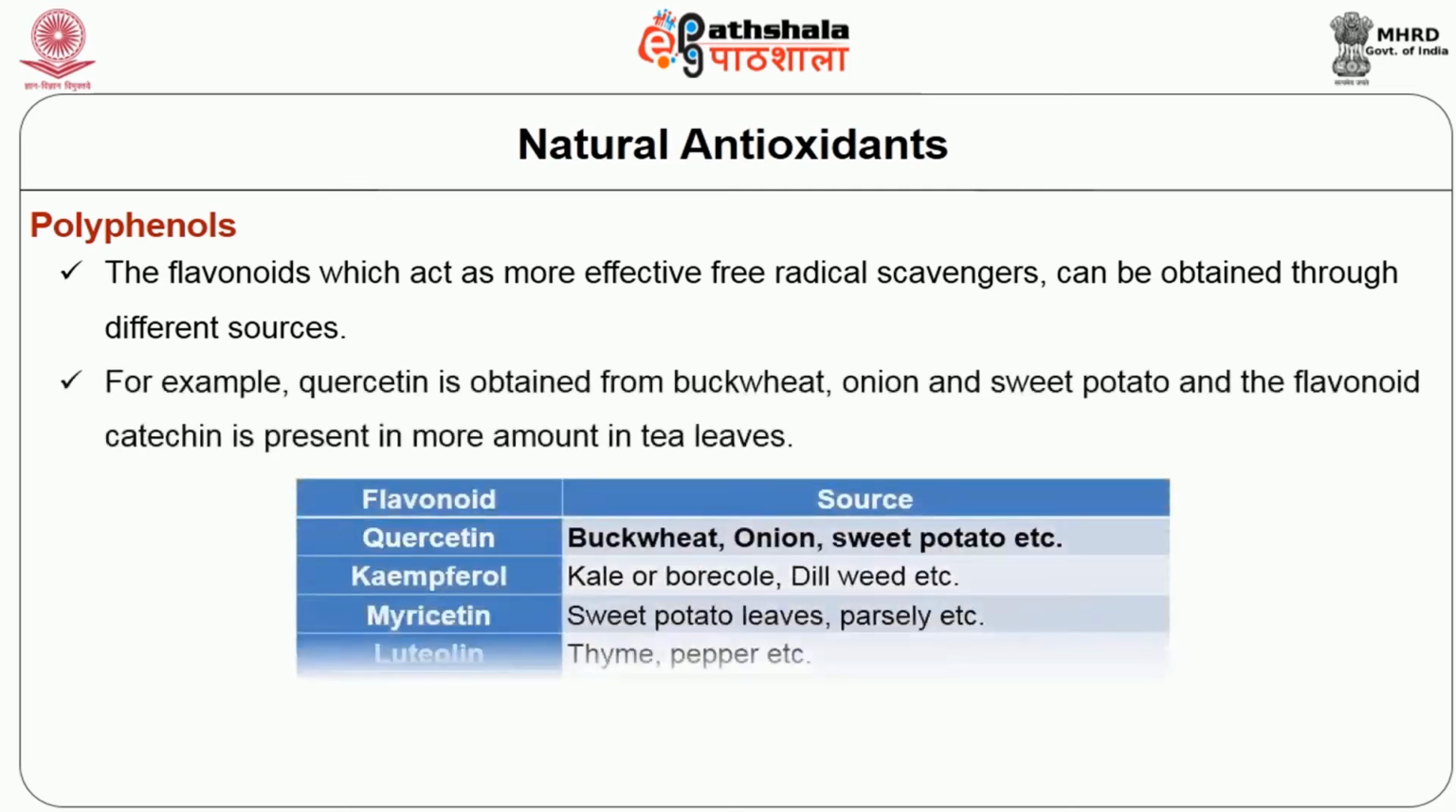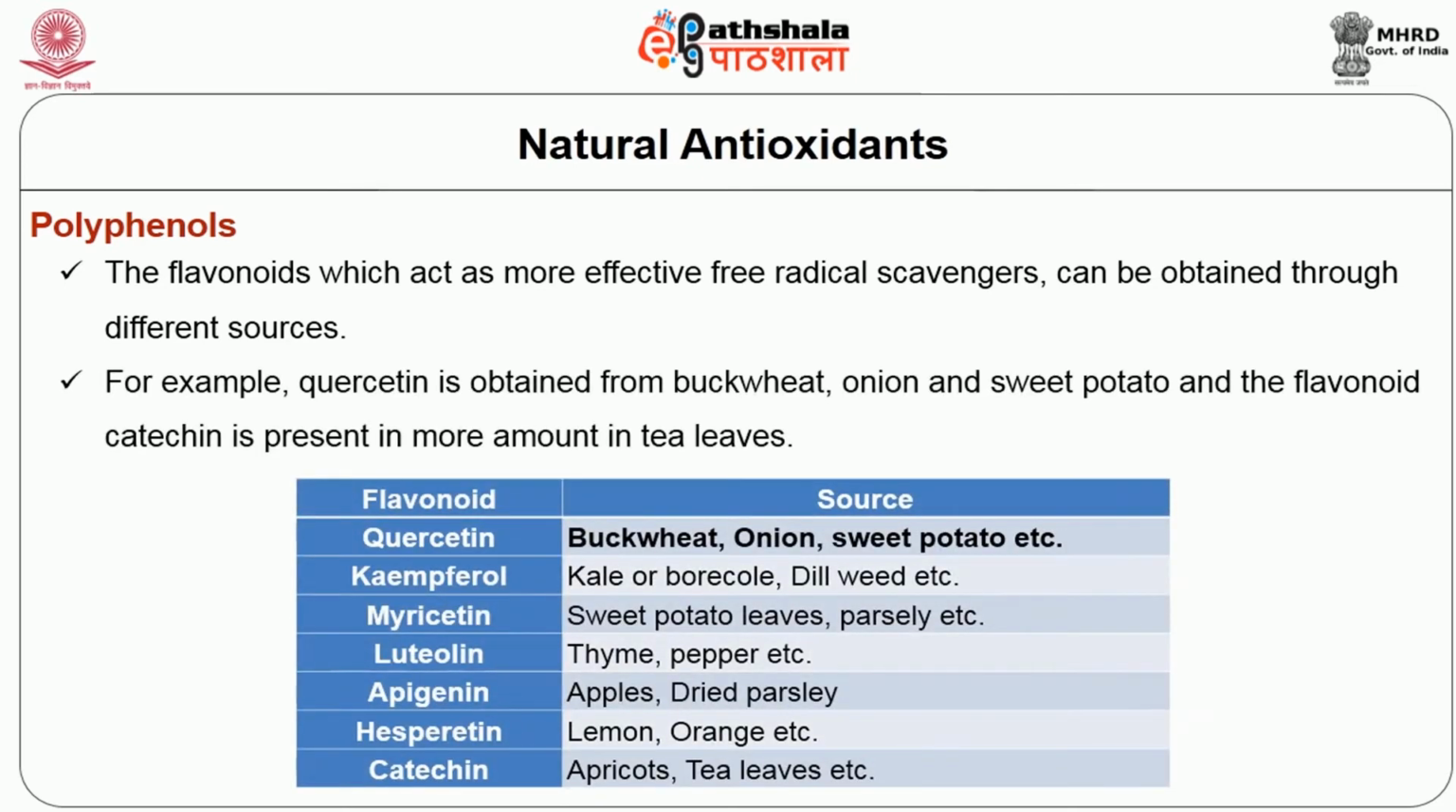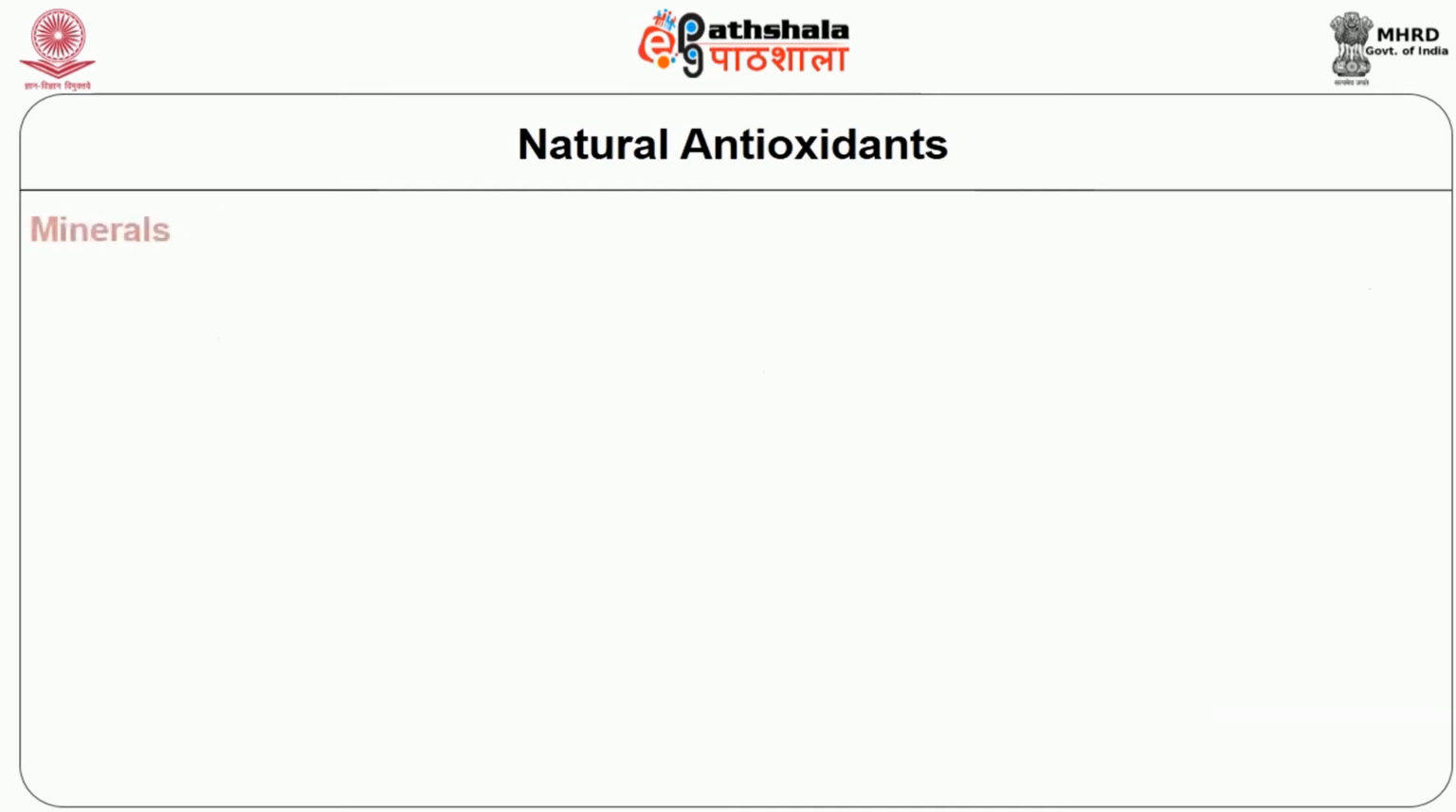For example, quercetin is obtained from buckwheat, onion and sweet potato, and the flavonoid catechin is present in more amount in tea leaves.